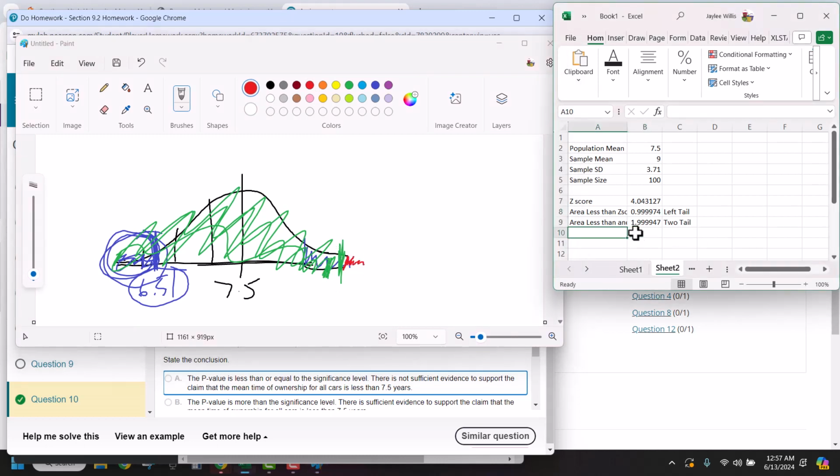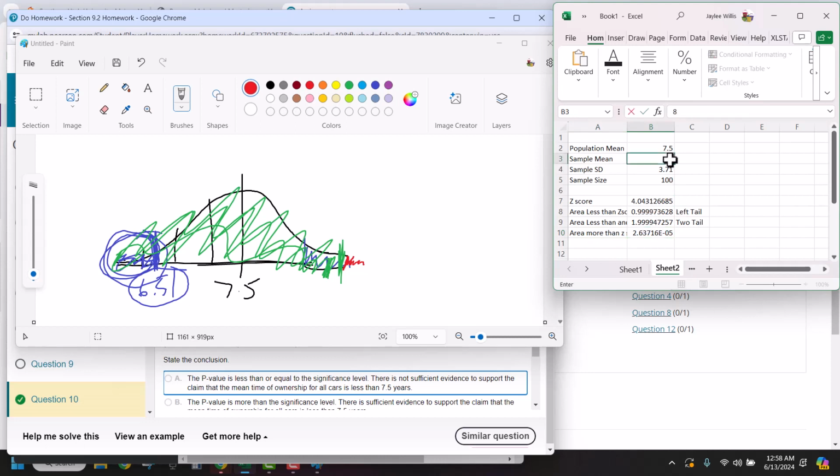So if you're looking for a right-tailed test, the area that's more than whatever z-score you find is going to be 100% of the curve minus the percentage underneath that z-score. Because norm.s.dist will always give you the percentage that's less than the z-score. And so if you want to know the area that's more than it, you would just do 100% minus it.